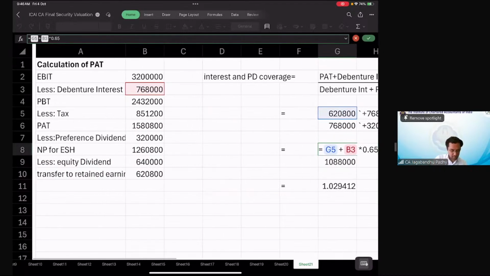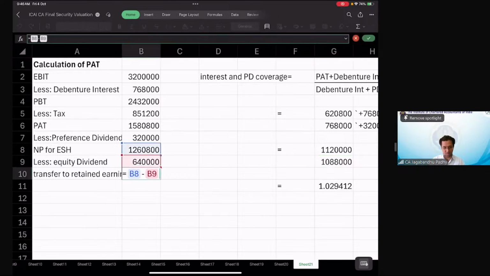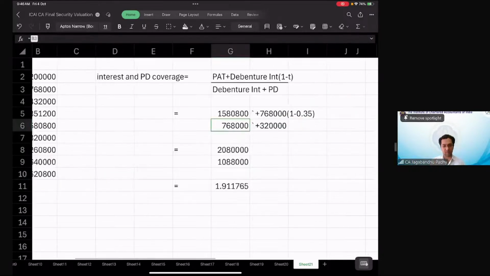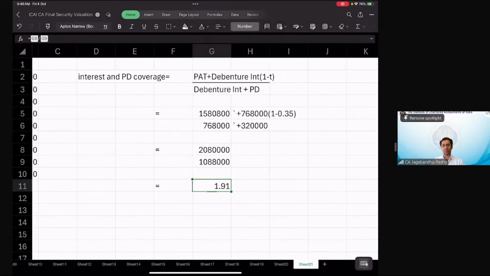PAT is different. There is some problem with PAT. Oh, sorry. Yeah, PAT, I've taken a wrong number. So PAT is 15,80,000. So this is 1.91. Right, so this is 1.91 times.